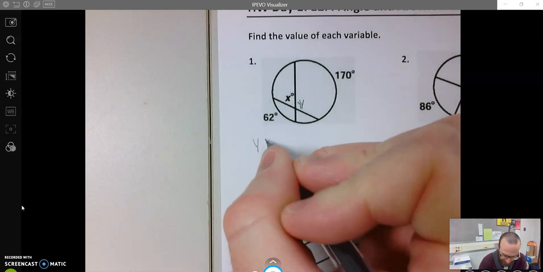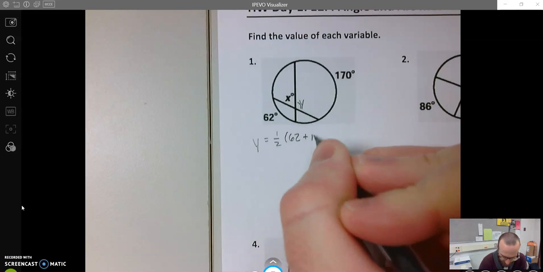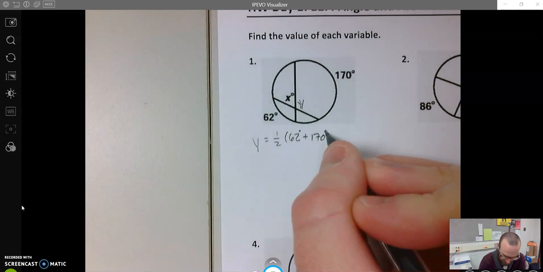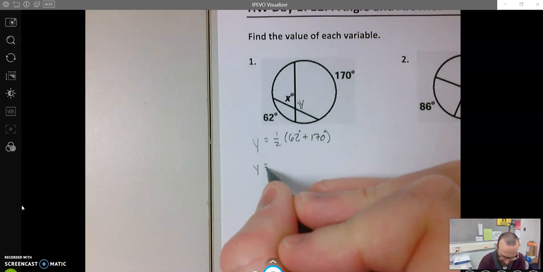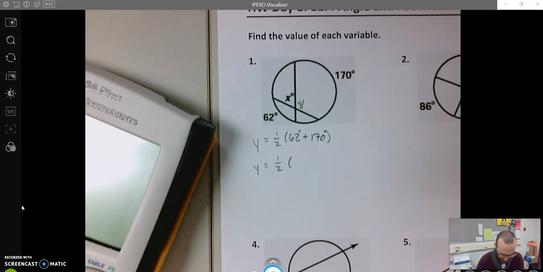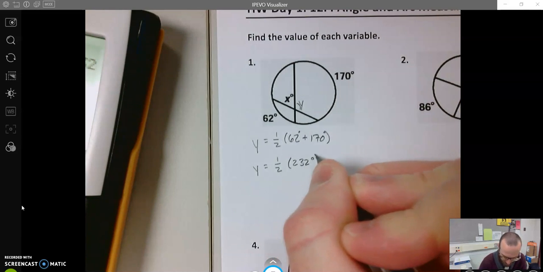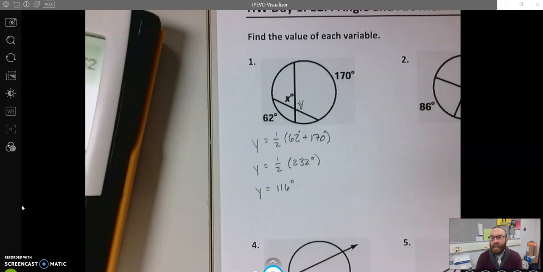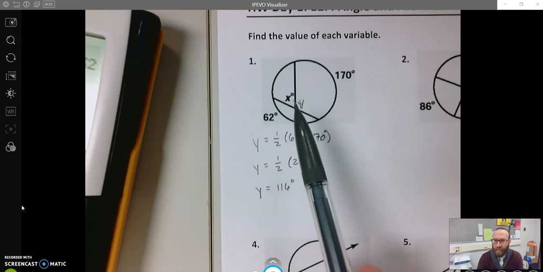Because y is equal to 1/2 the sum of the intercepted arcs. And so 62 degrees, 170 degrees. And when I add those together, I get 1/2 of 62 plus 170 is 232. And half of that is 116 degrees. Now, I wanted to use y there because I really need to know that that's not what I'm solving for in the end. I need to know what x is.